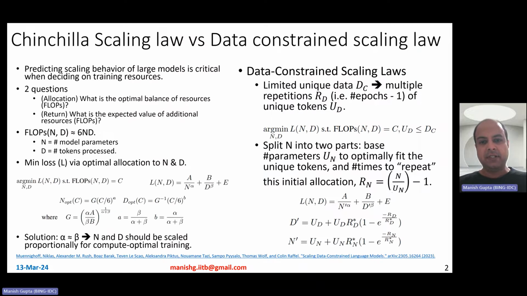So let's talk about these scaling laws, so to say. Some of you might have heard about the Chinchilla scaling law, which was made popular in the Chinchilla paper. And then there is another scaling law that I'm going to talk about, which is proposed in this paper, called the data constraint scaling law. And I'll also talk about why they are required and so on.